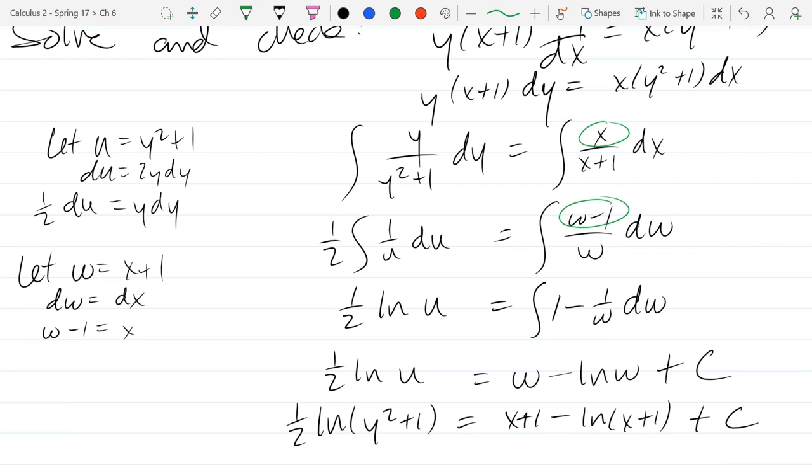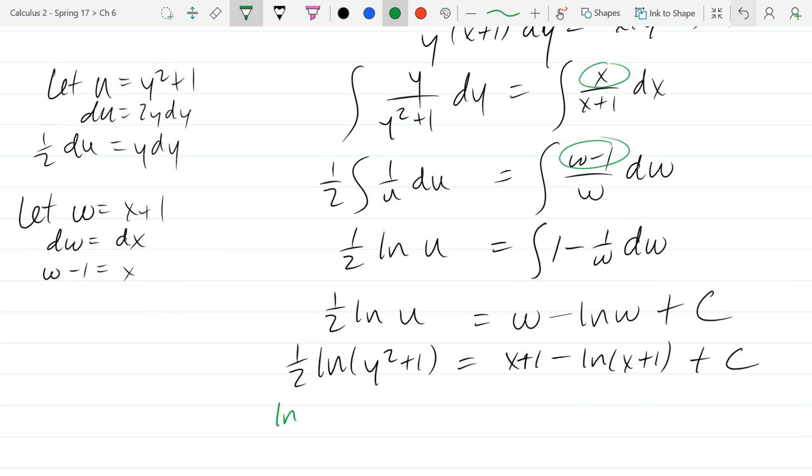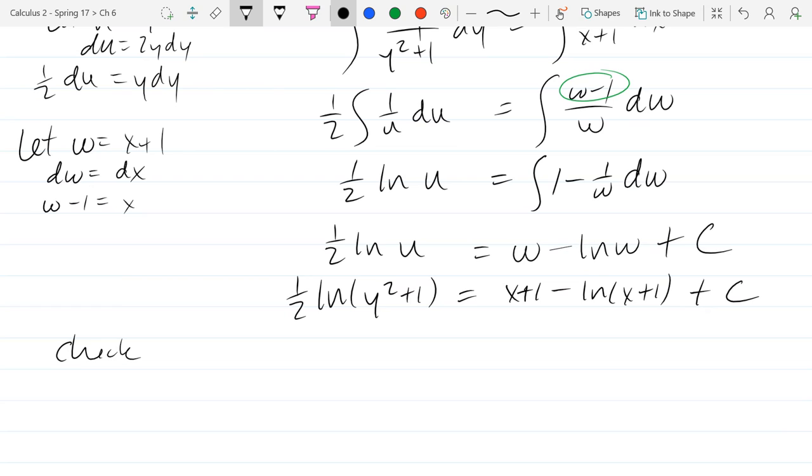We can solve for y without too much work. We'll just multiply by 2, natural log inverse, subtract 1, take a square root in that order. Actually, let's not check this. I don't think it'll take too much time, and it's worth doing, but it will take too much of the class time up, so I'm going to skip the check. So check by solving for y, then finding dy dx, then plugging in.